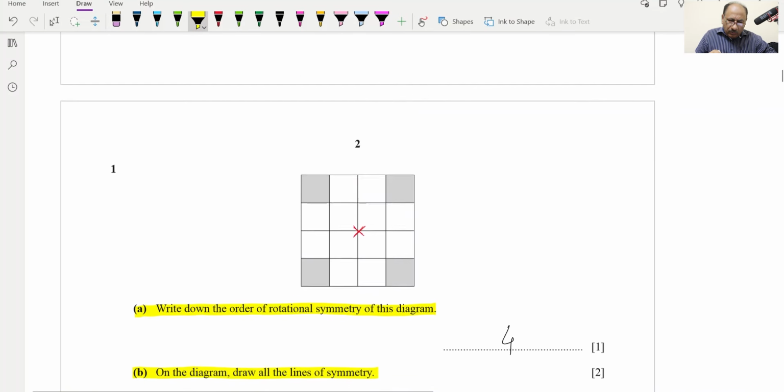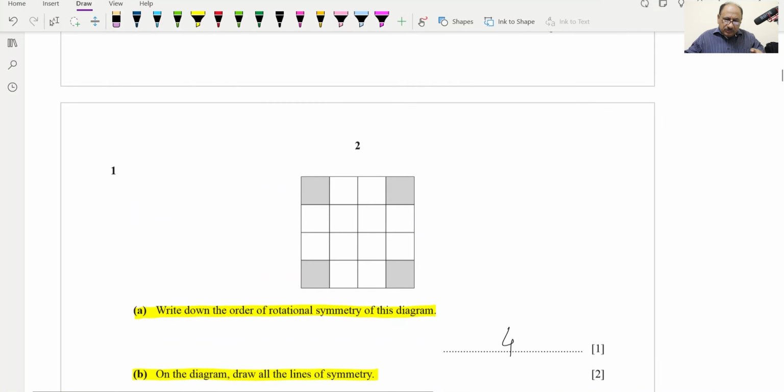Lines of symmetry are the lines which split the diagram into exactly the same two shapes which can be folded upon one another. One line of symmetry can be this one, the second line of symmetry can be drawn like this, the third line of symmetry we can draw diagonal-wise, and the fourth line of symmetry we can draw on this diagonal as well. So these will be the lines of symmetry which we have drawn.